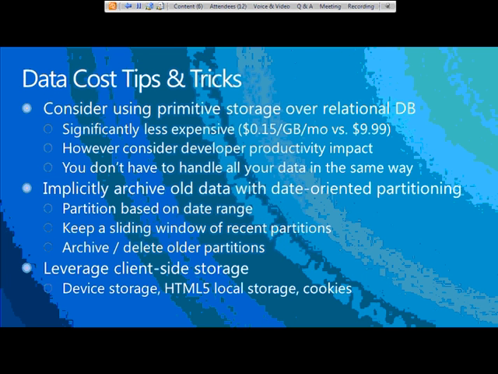Also, not all the storage necessarily has to be in the cloud. You might want to leverage client-side storage, as we have more sophisticated computers and devices these days. Native device apps have device storage they can use. HTML5 apps and HTML5-capable browsers can use local storage, as well as things like cookies. So not everything necessarily has to be in the cloud.